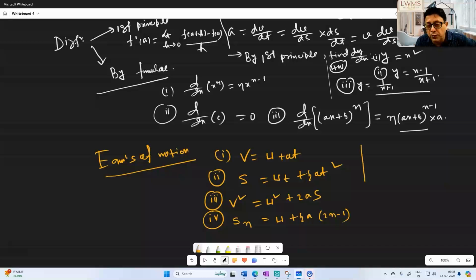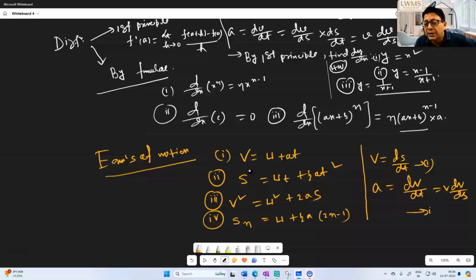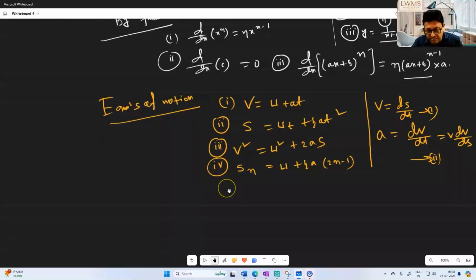You have to prove with the help of these expressions: v equal to ds by dt, number 1, and acceleration equal to dv by dt or v dv by ds. You need to revise. When you revise all these things once more, then it is sure that you can apply those concepts when you are solving practical problems in kinematics.